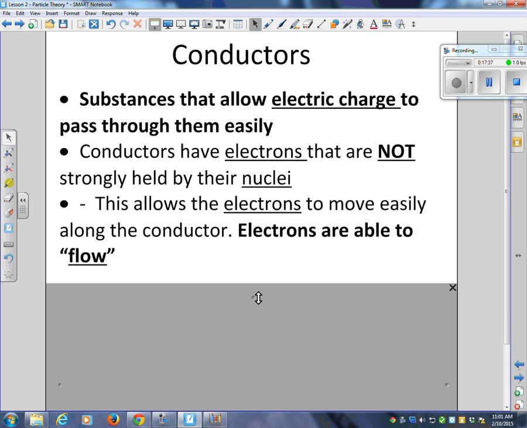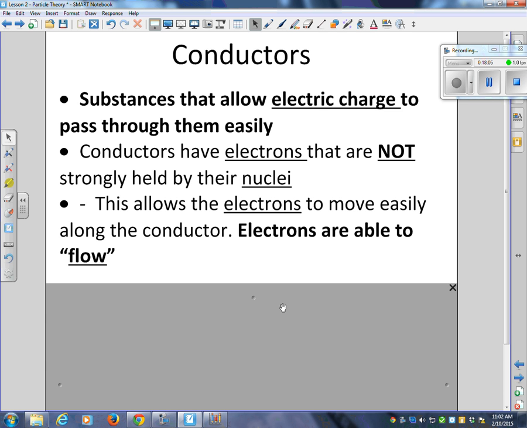Conductors do not hang on to their electrons. They're sort of weak. They allow the electrons to move easily along the conductor. So that's why we make wires out of copper. Grady, why do we make wires out of copper? Because it's so conductive. It flows so easily. The electricity just flows through.